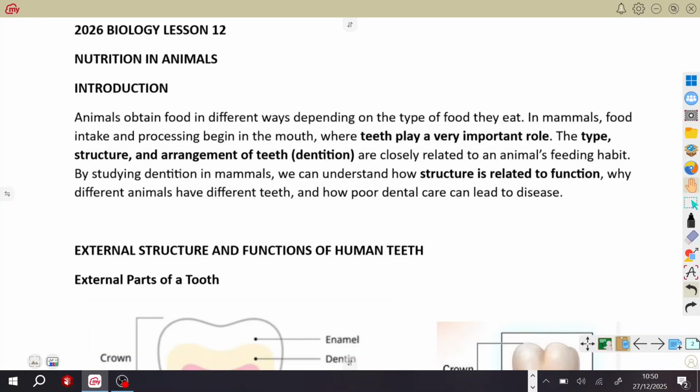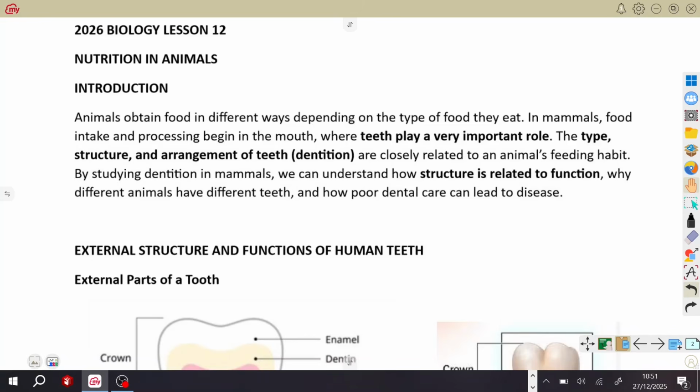we must understand that animals obtain food in different ways depending on the type of food they eat. Those that eat hard, fresh food, they will obtain it in a different way. Those that eat decayed food, they'll obtain it in a different way. So animals obtain food in different ways depending on the type of food they eat.